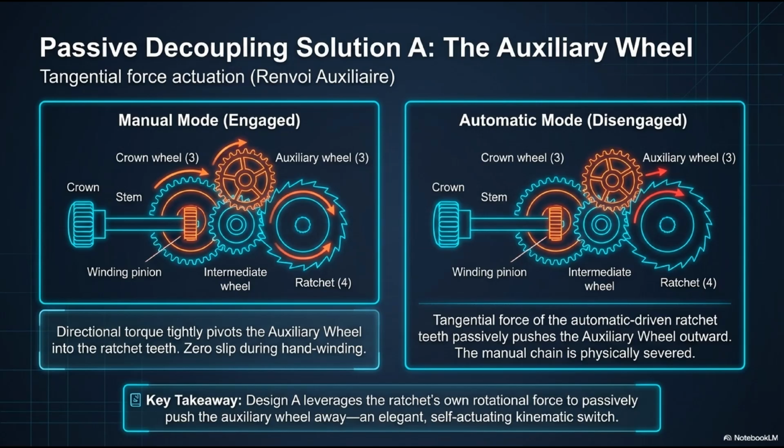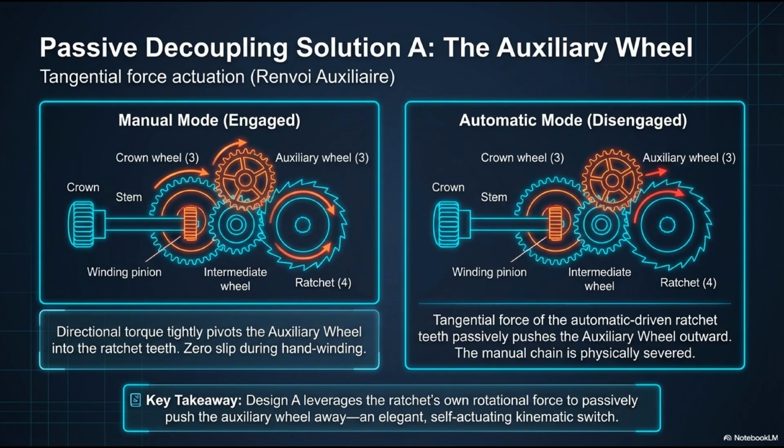Let's look at passive decoupling solution A, the auxiliary wheel, or renvoy auxiliar. This relies on tangential force actuation. Look at the manual mode on the left. When the user turns the crown, wheel 3 turns. Due to the angle of the teeth, the torque physically grabs and tightly pivots the small auxiliary wheel, 3, directly into deep mesh with the ratchet, 4. There is 0 slip. The manual force flows perfectly into the mainspring. The manual chain is engaged.